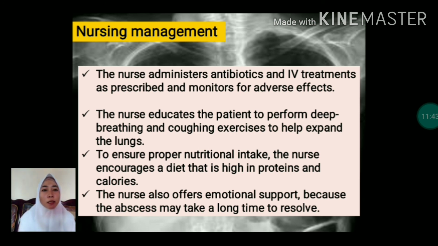And the last one is the nurse also offers emotional support because the abscess may take a long time to resolve. So that's all the discussion for the lung abscess.